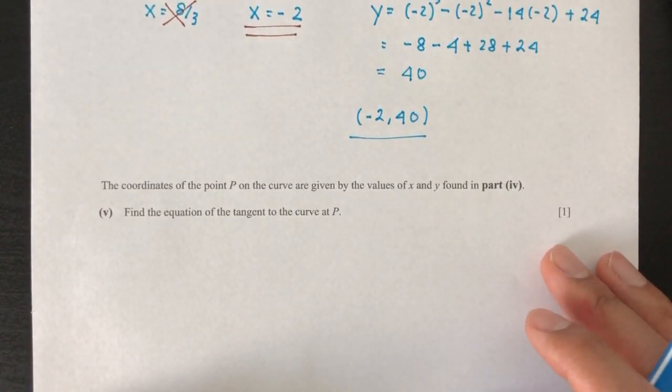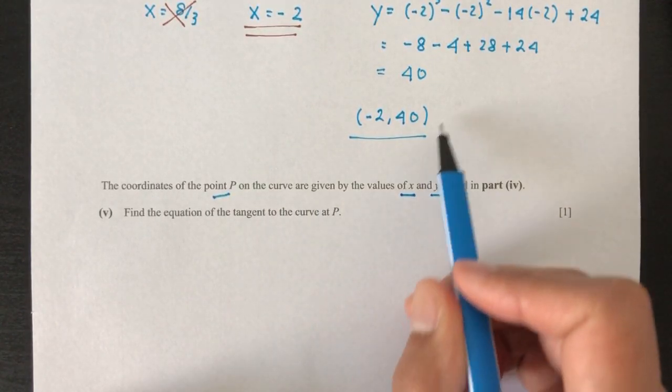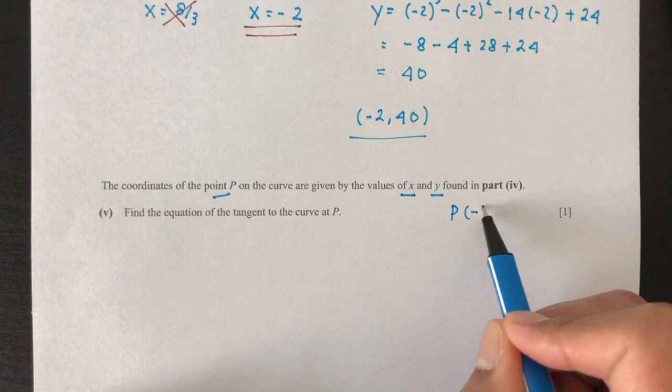Now for part 5, the coordinates of P on the curve are given by the values of x and y. Find this one. So P is minus 2 and 40.